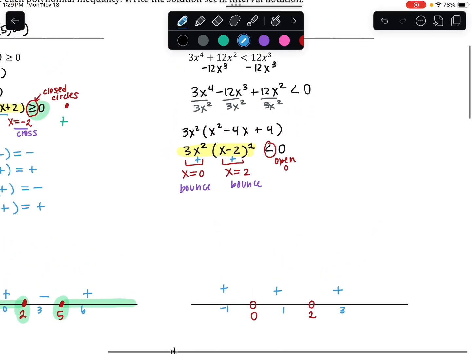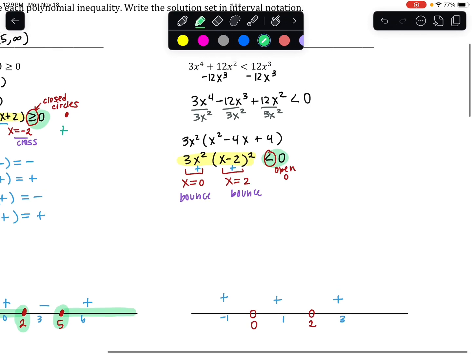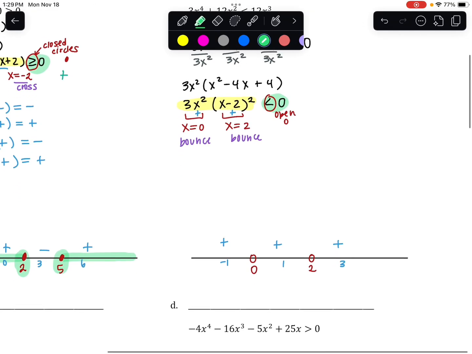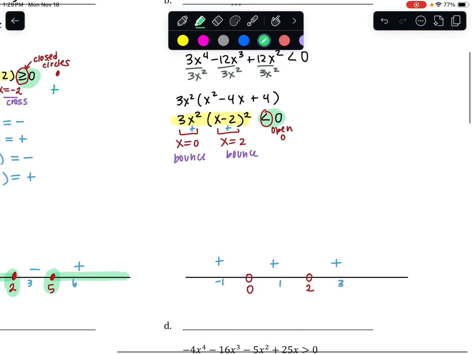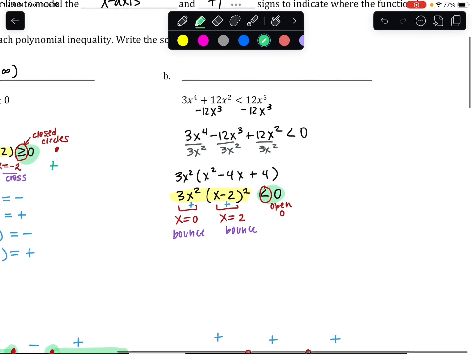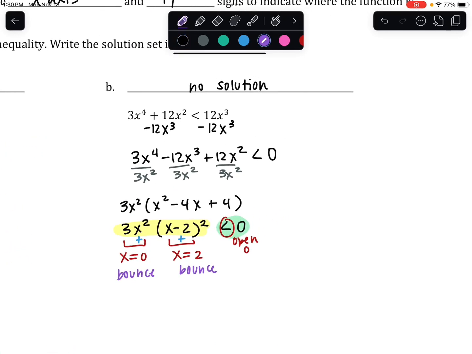And so when we're looking at our inequality, we want to know where it is strictly less than 0. Well, this polynomial is never going to be strictly less than 0. There's no minus signs. And so our solution for this would be no solution. It's never negative. But I want to look at if we had a different inequality here.